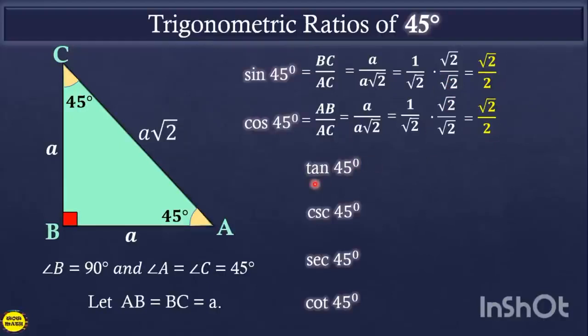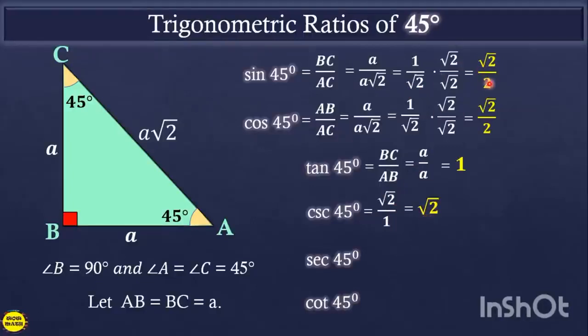And then, for tangent, tangent is opposite over adjacent. So, opposite a over adjacent, also a. So, this is equal to 1. Okay? And then, reciprocal lang po palagi. Reciprocal lang po ito ni sine. So, 2 over square root of 2, or pwede nyo rin pong gamitin si square root of 2 over 1 para hindi na po tayo mag-solve ulit. Square root of 2 over 1, ibig sabihin square root of 2 yan.